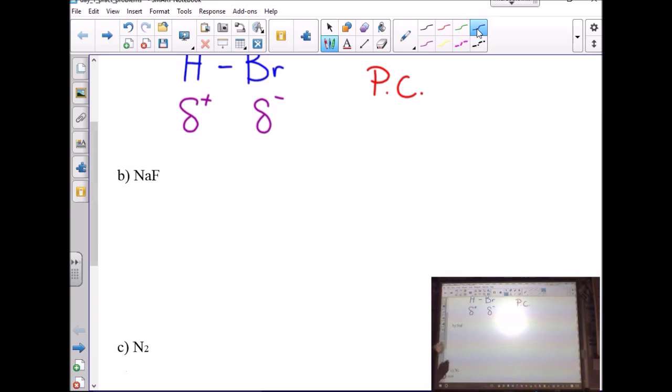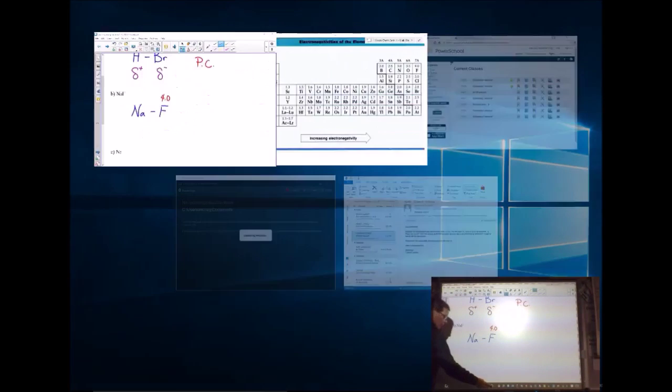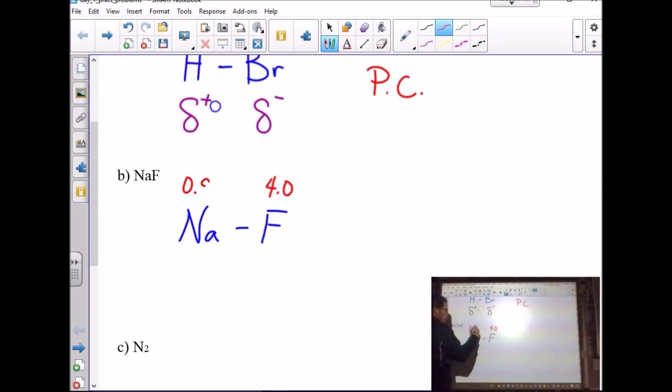So the next one is sodium and fluorine. Fluorine has a value of 4.0. Sodium is what? 0.9? Thank you. 0.9. And if you take the difference of that, 3.1. So again, if you get a negative, which you will most of the time because we have our nonmetal on the right, just drop it. And what type of bond do we have between the sodium and fluorine?